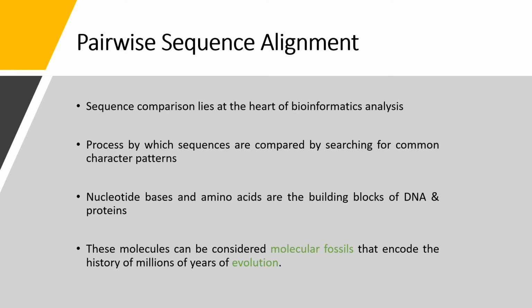So the nucleotides and the amino acids are basically the building blocks of DNA and proteins. We all know this, and they can be considered as molecular fossils that encode the history of millions of years of evolution. Now, what do we mean by this? These molecules can be considered molecular fossils because they still have the traces of evolution, and because some residues perform key functional and structural roles, they are preserved by natural selection.